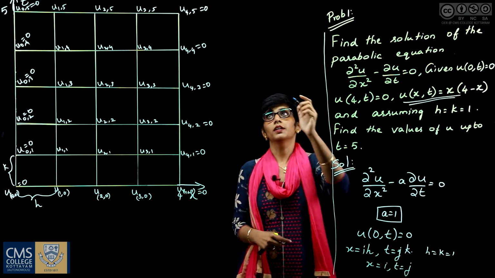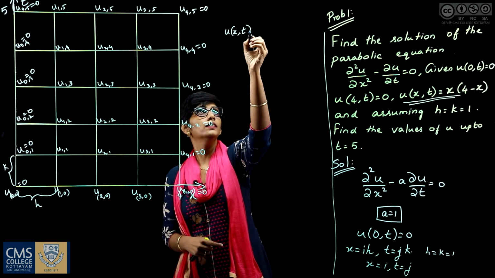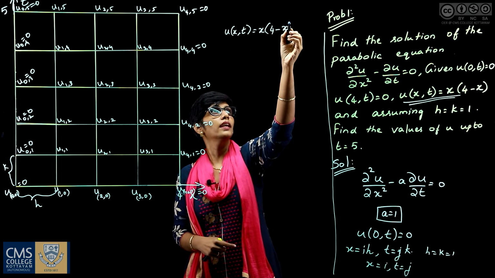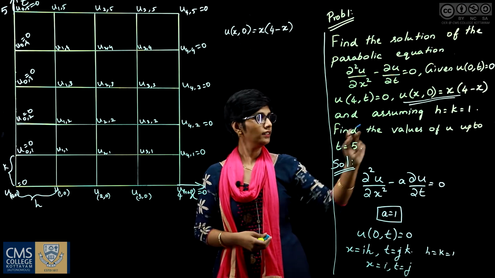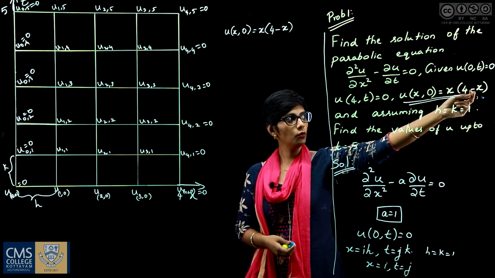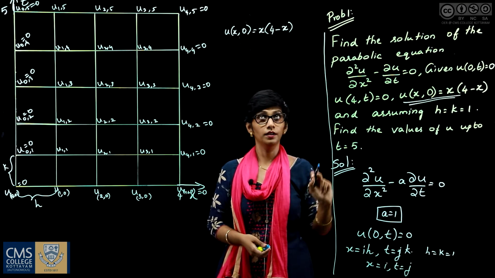This is the initial condition. What is the initial condition? Sorry, there is a small mistake. u of x, 0 is equal to x into 4 minus x. So this is our initial condition.